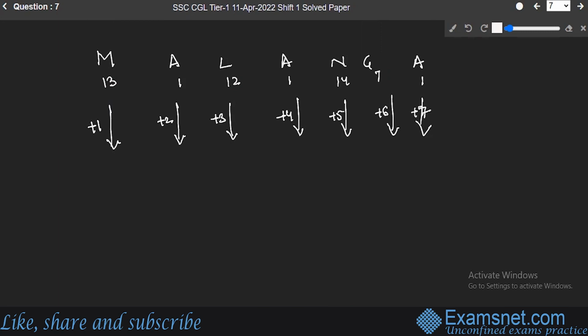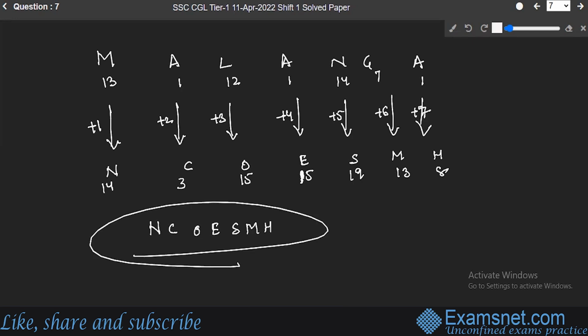So now if I'm saying 13 plus 1, this is the 14th number, 3, 15, 15, 19, 13, and this is having the number 8. So which alphabet is at number 14? It's N, C, O. Sorry, it's not 15, it's 5. So this is O, and now this alphabet is E, S, M, and H. The set of alphabets that's formed is N, C, O, E, S, M, H. So this is the one which is the correct answer.